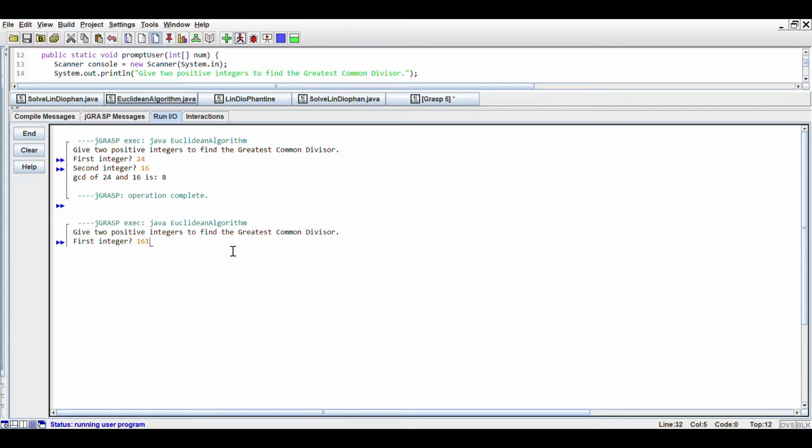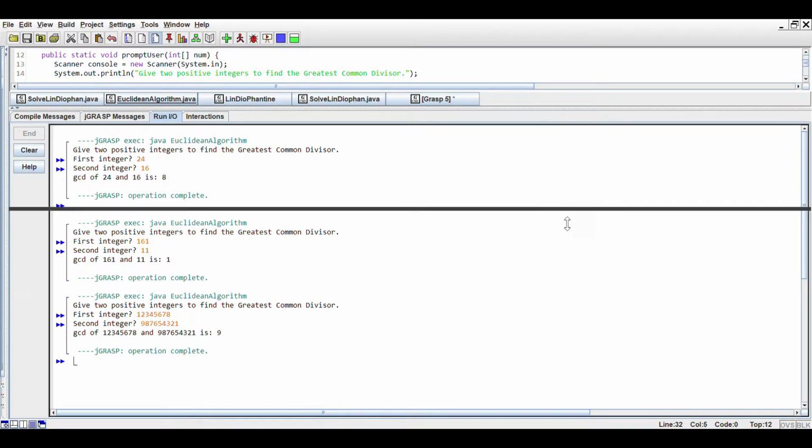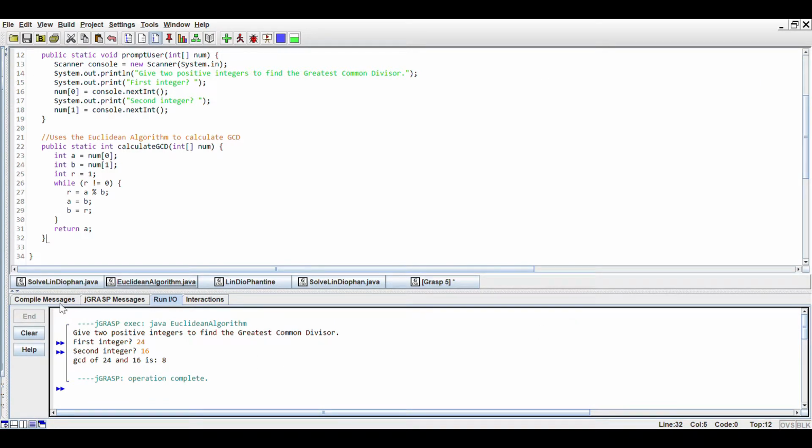So showing you a little bit of how it works, looking at 24 and 16, it says greatest common divisor is 8, so that's easily checked. You can throw in some other random numbers that are rather confusing to find the greatest common divisor of, so that's really the power of computer science there.